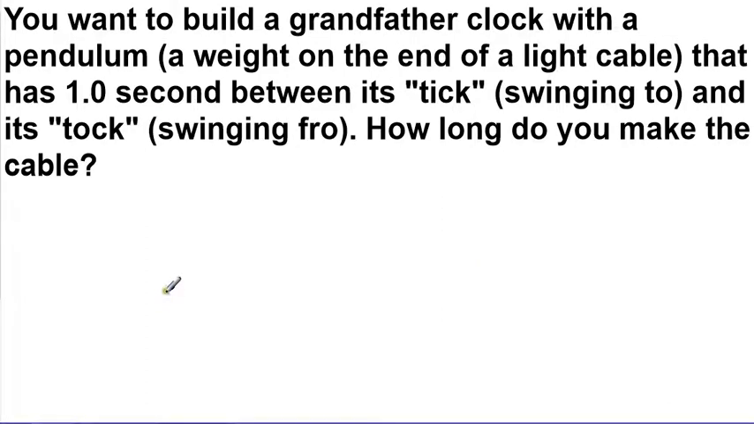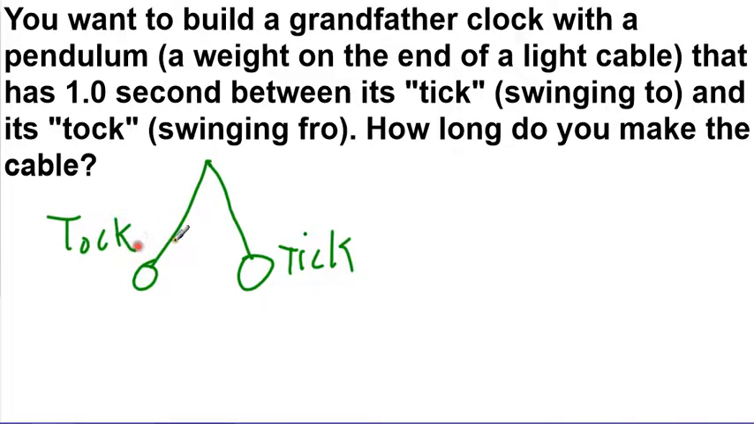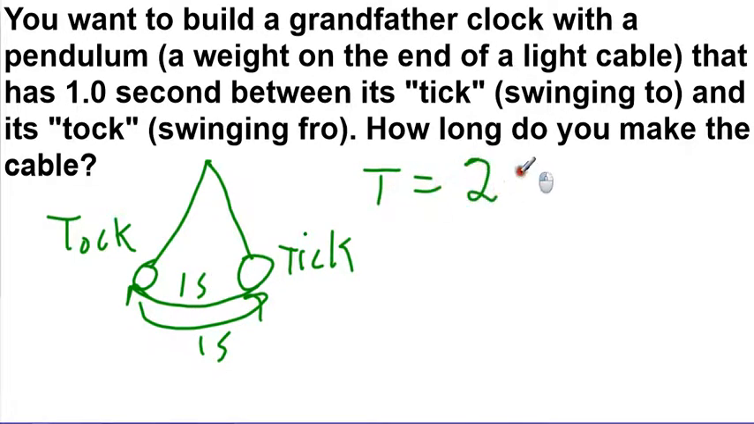Now, you want to build a grandfather clock with a pendulum, a weight on the end of a light cable, that has 1.0 seconds between its tick, swinging to, and its tock, its swinging fro. How long do you make the cable? Now, for this one, you have to read carefully, because if we have a pendulum, it'll tick on one side, but on the other side, we can consider that to be the tock. And so this is going to be 1 second. And if we're looking at our period, we need to double that time because it takes 1 second to get back. And so we know that our period is now 2 seconds.